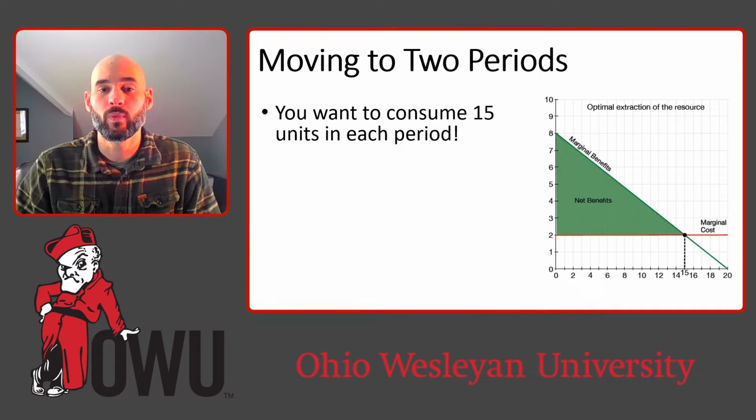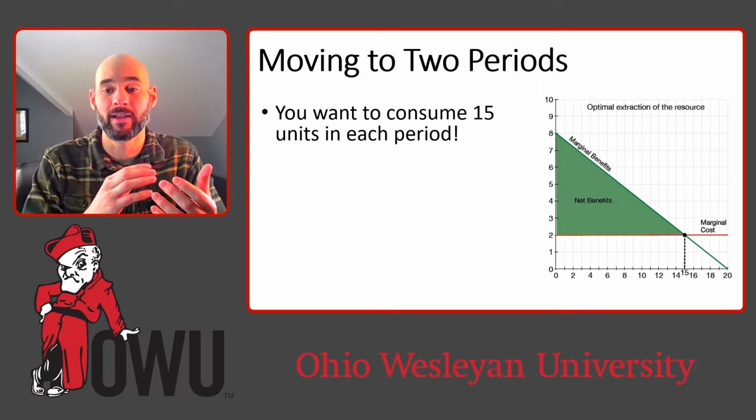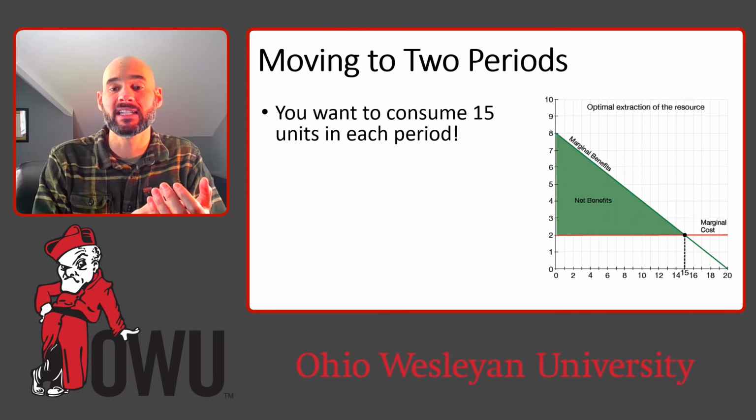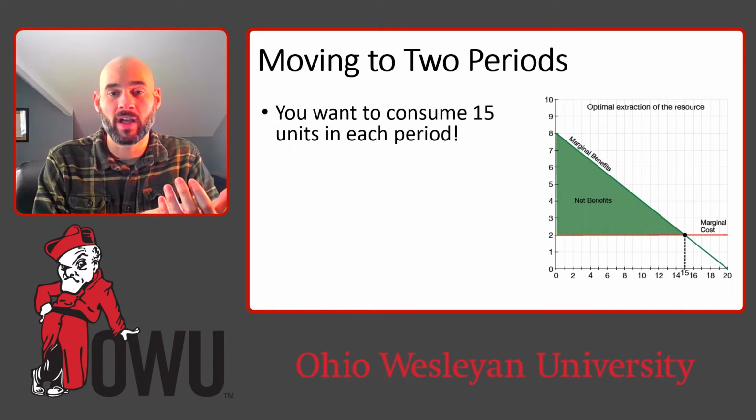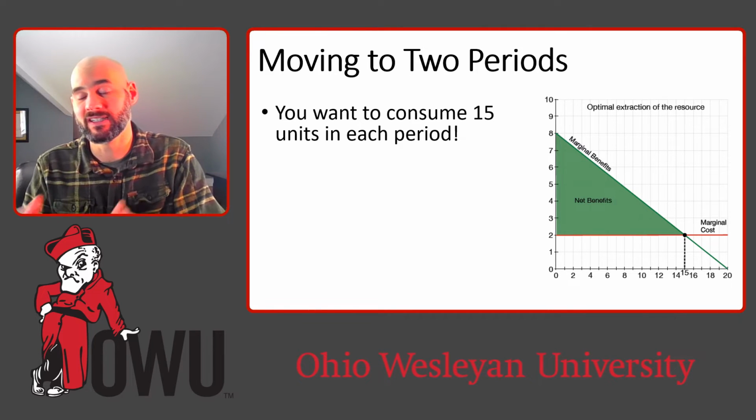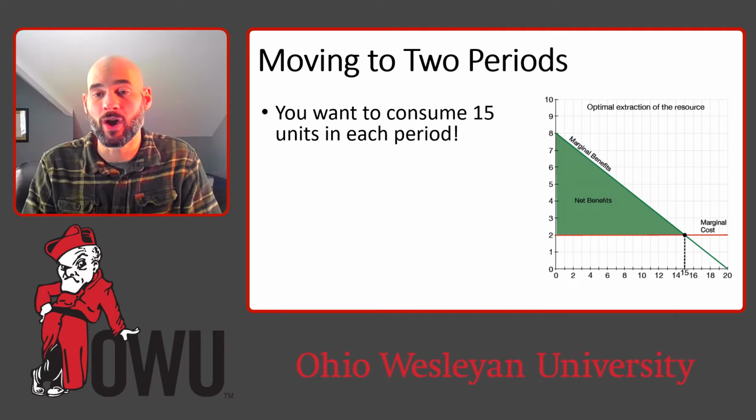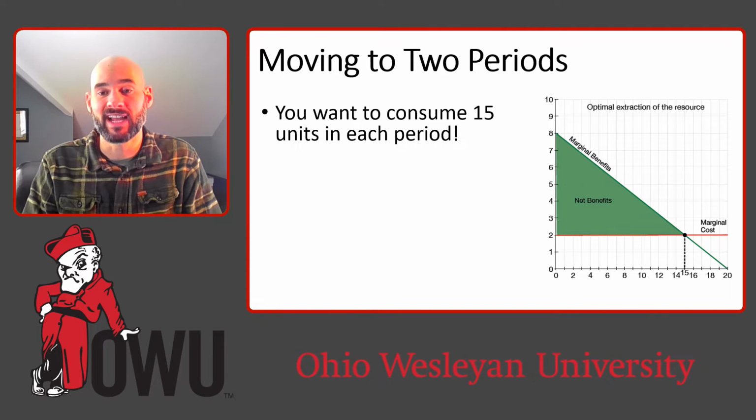So if we move to 2 periods, then ideally we would consume the quantity which would maximize our net benefits in each period. And so in period 1, that would be 15 units. In period 2, that would be 15 units, since we know that's going to be the efficient allocation, which is going to maximize our net benefits.